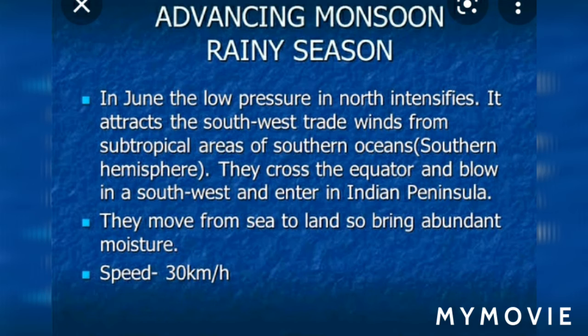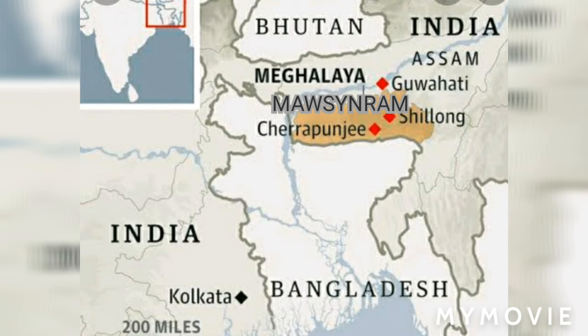Early in the season, the windward side of the Western Ghats receives very heavy rainfall, more than 250 centimeters. The Deccan Plateau and part of Madhya Pradesh also receive some amount of rain. The maximum rainfall of this season is received in the northeastern part of the country. Mawsynram in the southern ranges of the Khasi Hills receives the highest average rainfall in the world.